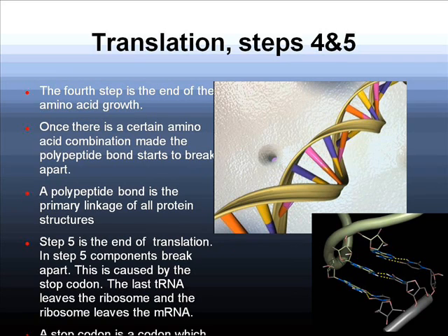The 4th step of translation is the end of the amino acid growth. Once a certain amino acid combination is made, the polypeptide starts to break apart. A peptide bond is the primary linkage of all protein structures.